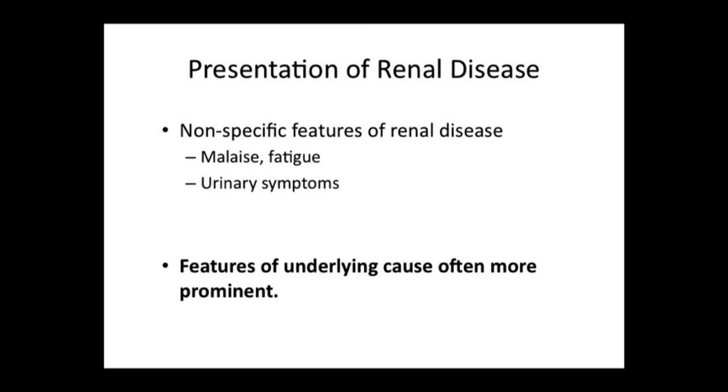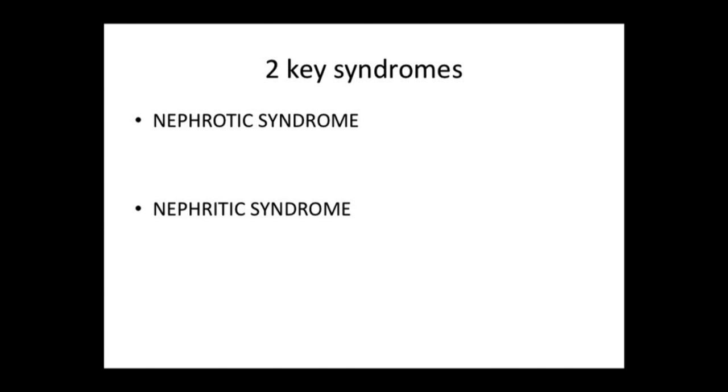The key with renal disease is really the investigations. But if you're looking for clinical features, that's signs and symptoms, often the thing that will be more obvious in a renal patient is the underlying cause compared to the actual renal failure or the renal disease. So the thing to look for is the underlying cause in this group of people. There are, however, two absolutely key syndromes that you need to recognize and be able to describe and know a few causes of. And these are the Nephrotic Syndrome and the Nephritic Syndrome.